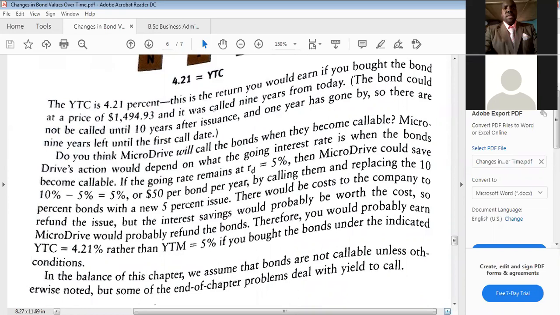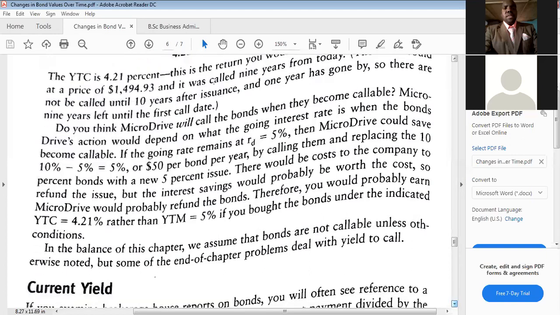All right, so the yield to call is 4.1%. This is the return you would earn if you bought the bond at a price of $1,494.93 and it was called 9 years from today. The bond could not be called until 10 years after the issuance. 1 year has gone by, so there are 9 years left until the first call date.